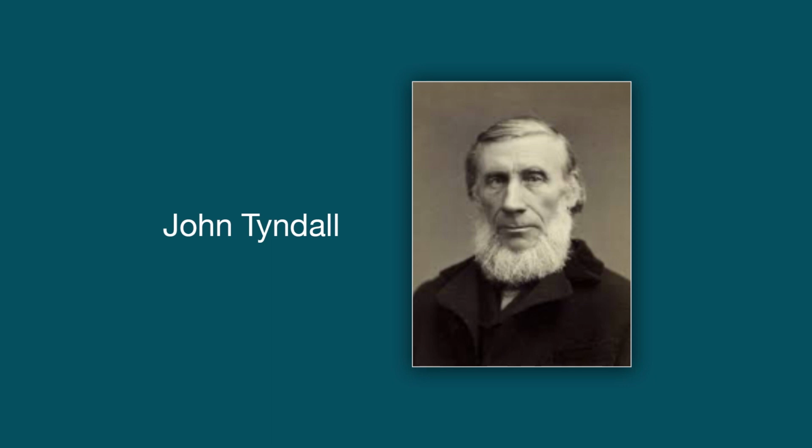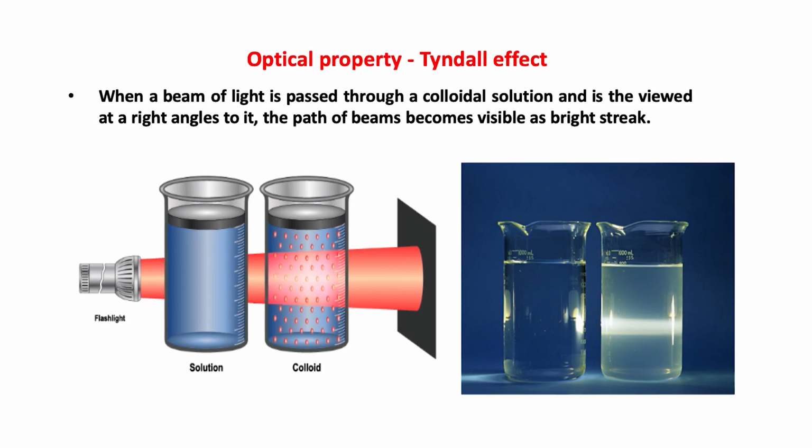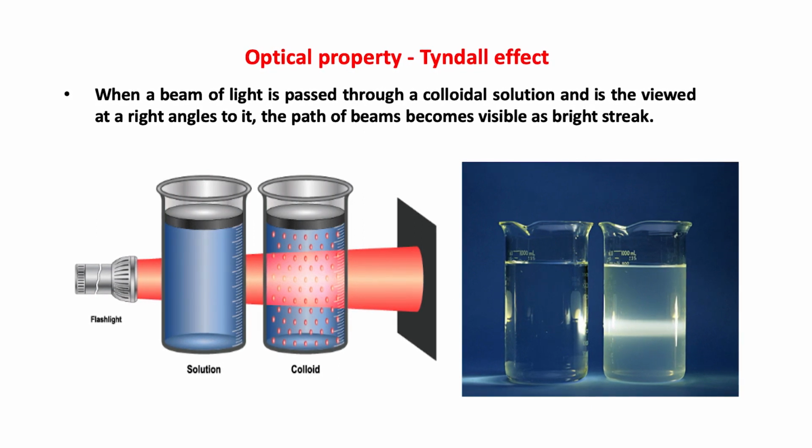Next is the optical property. In 1869, a famous Irish physicist, John Tyndall, while carrying out observations of solutions and colloids, noted that a beam of light passing through a colloidal suspension is visible, but cannot be seen when it passes through a solution or a pure substance. As deduced by Tyndall, this phenomenon is due to the fact that in a colloidal suspension, light is scattered by the many small particles it contains, which are absent in homogeneous mixtures and pure substances.